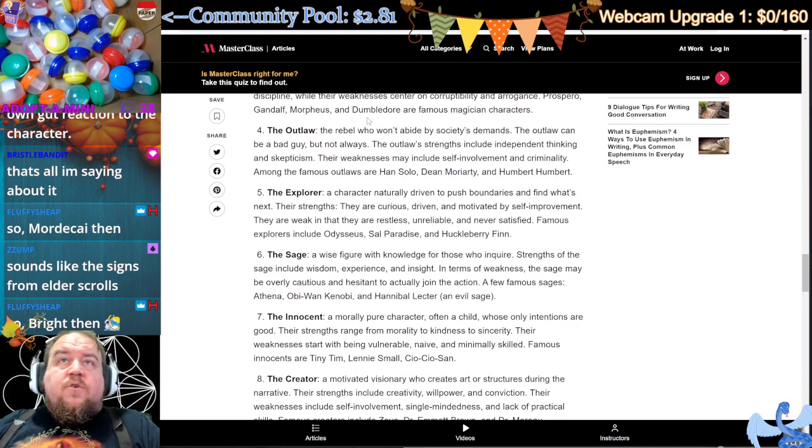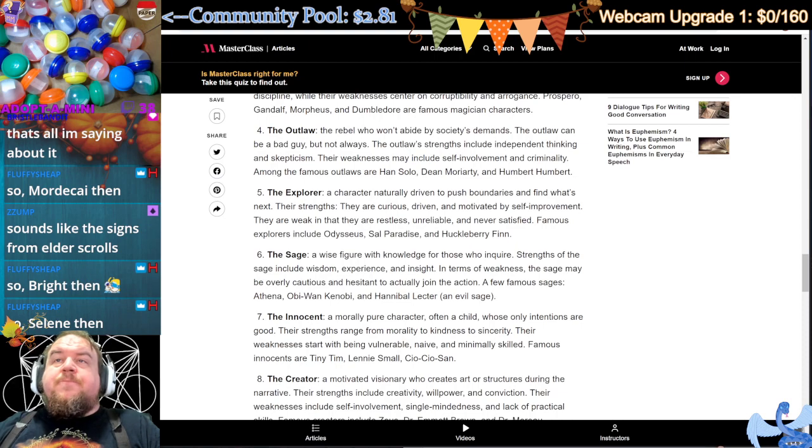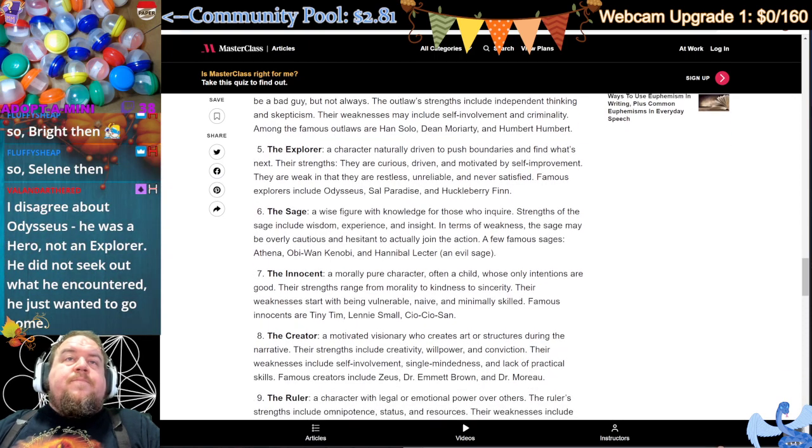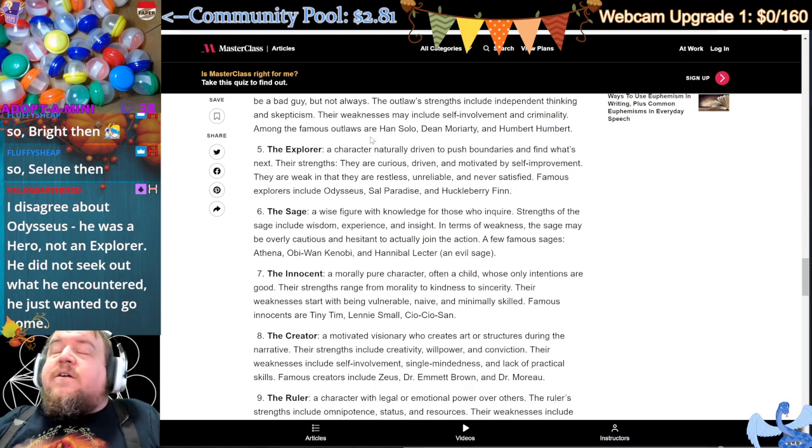The Outlaw, the rebel who won't abide by society's demands. The Outlaw can be a bad guy, but not always. The Outlaw's strengths include independent thinking and skepticism. Their weaknesses may include self-involvement and criminality. Among the famous outlaws are Han Solo, Dean Moriarty, and Humbert Humbert. I'm sorry, if you want the T to be silent, Humbert.